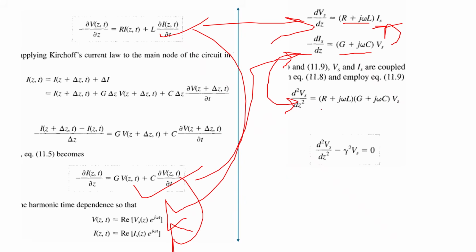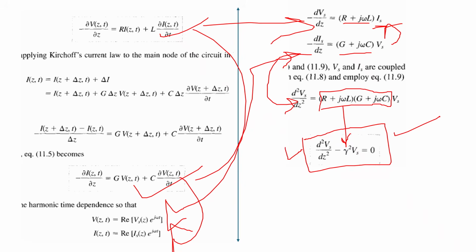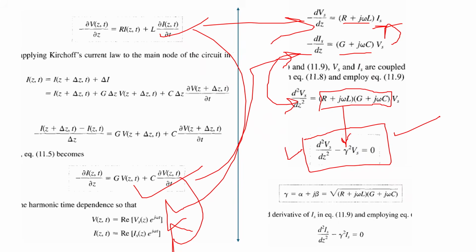So here, this one is your propagation constant, so we are going to replace it with gamma square. The remaining equation, the final equation that you will get, is del square V divided by del z square minus gamma square V equals 0. And what is this gamma? Gamma is nothing but the same value here, right? So this is your square root of (R plus j omega L) into (G plus j omega C).